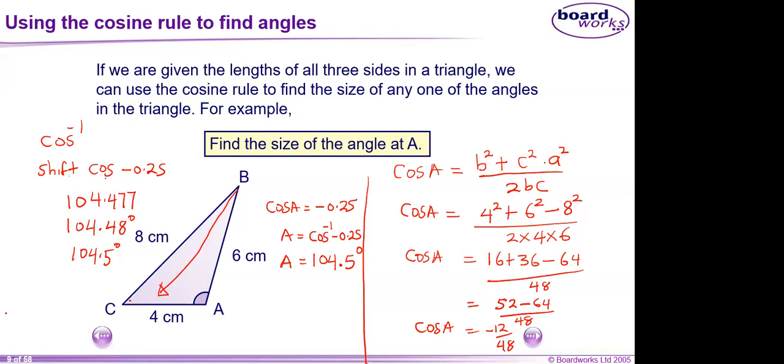Negative 0.25 divided by cos. Why is mine giving me an error?